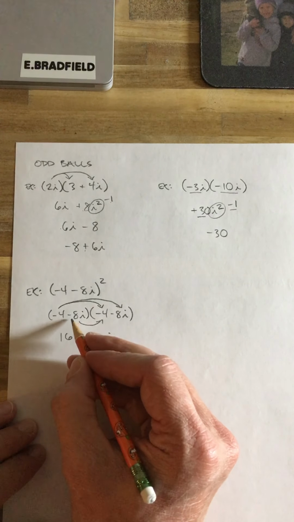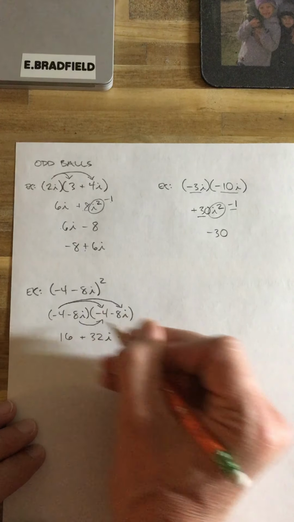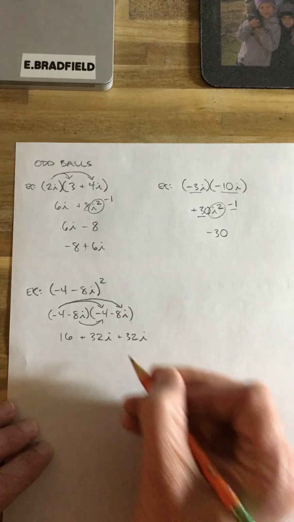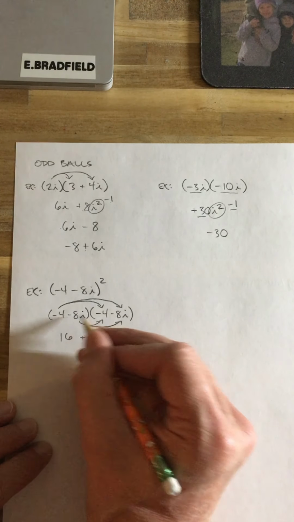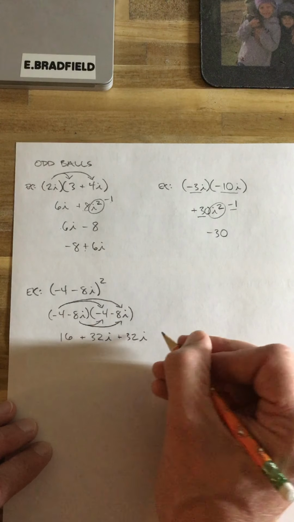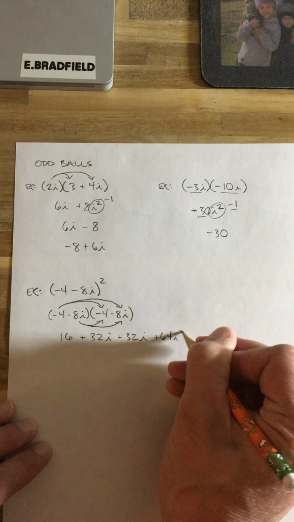Then we have negative 8i times negative 4. That's still the same thing. Negative times negative is a positive, 8 times 4 is 32, and it's still times an i. And then finally, negative 8i times negative 8i. Negative 8 times negative 8 is positive 64, and i times i is i squared.